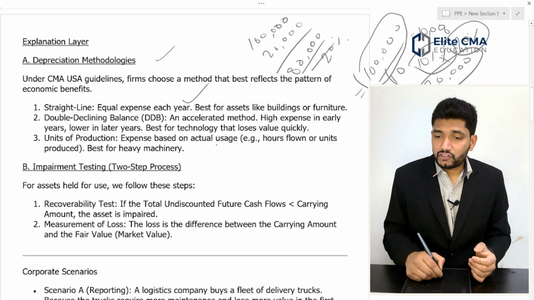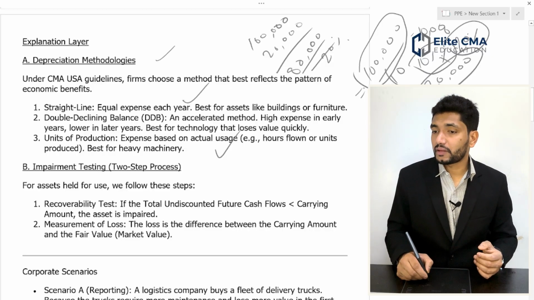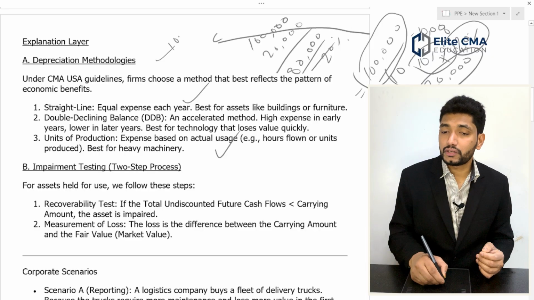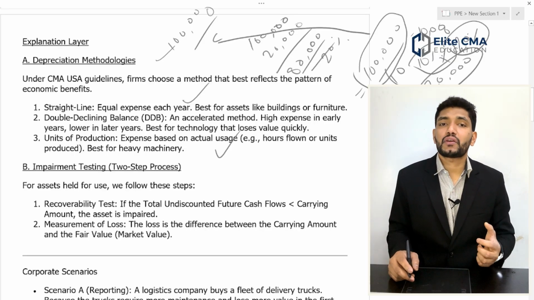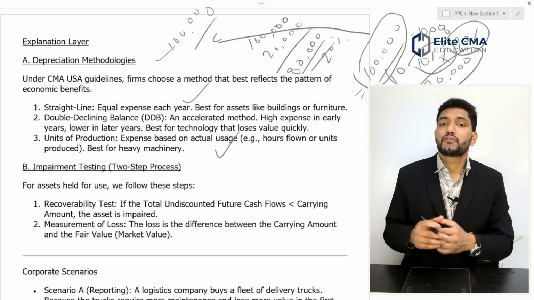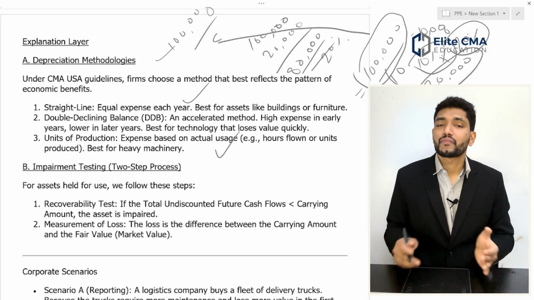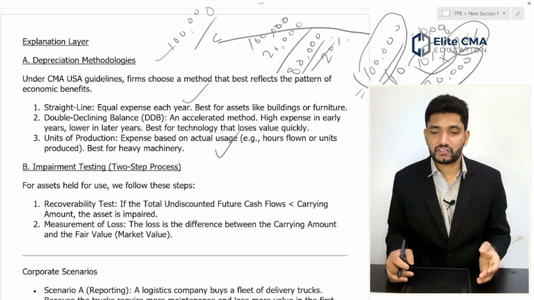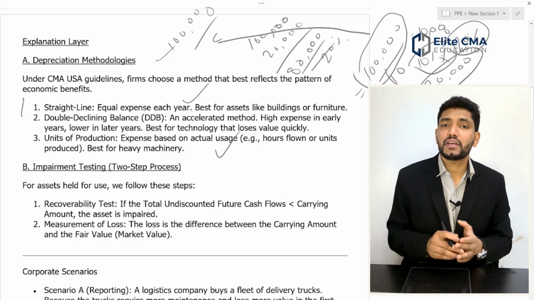Then the unit of production method. Suppose we purchased a machine for 100,000 and we assume that you can produce 100,000 units using this machine. Based on the actual unit production, you can allocate the depreciation. That means, suppose in the first year we produced 20,000 pieces, then $20,000 you can allocate as depreciation. This is the unit of production method. So, these are some important depreciation methods that are normally used.